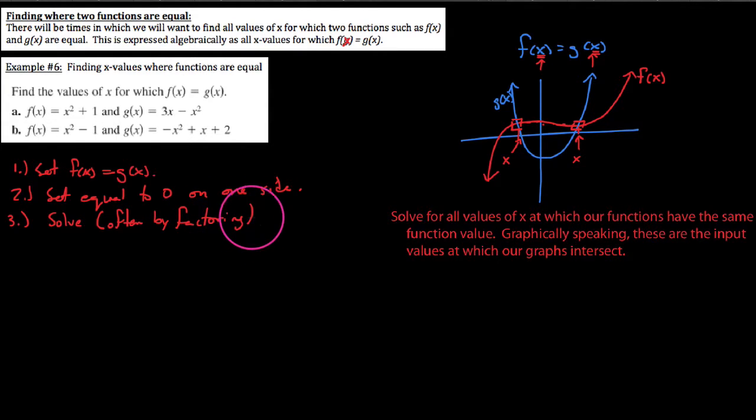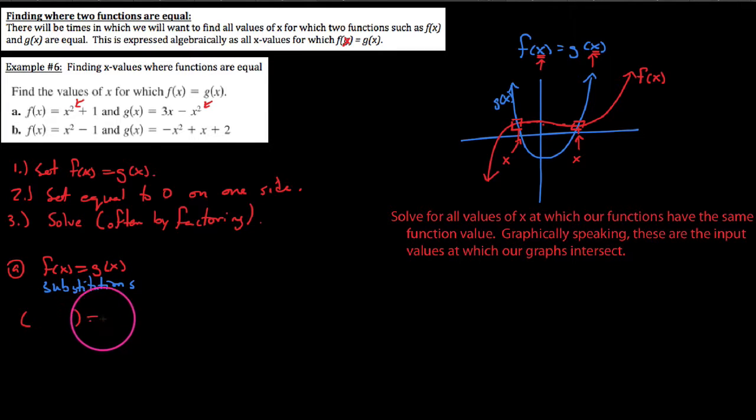So solve by factoring. Let's take a look at letter A here. What we have are two functions, f of x and g of x, and it looks like they're both second degree polynomials. Not that that's important yet, but a couple of parabolas. For letter A, we want to find all of the x values for which f of x equals g of x. Again, like in our last video, we're going to make substitutions. What I mean by this is we're going to take f of x and g of x out and plug in their rules. Since I know f of x is x squared plus 1, and g of x is 3x minus x squared, what we end up with is this expression right here, which means the same thing as what we started with.